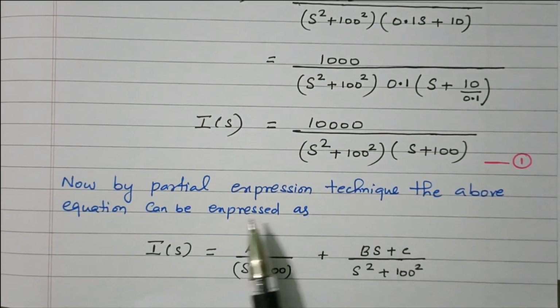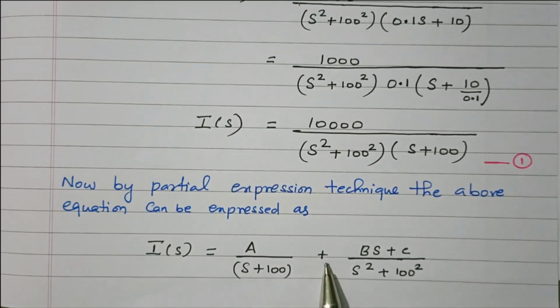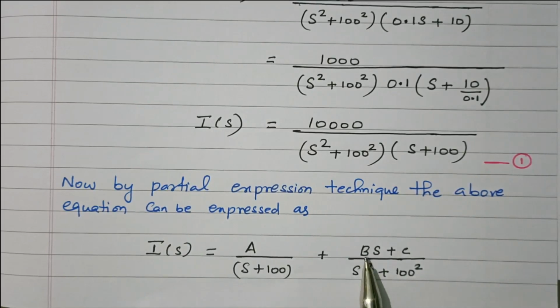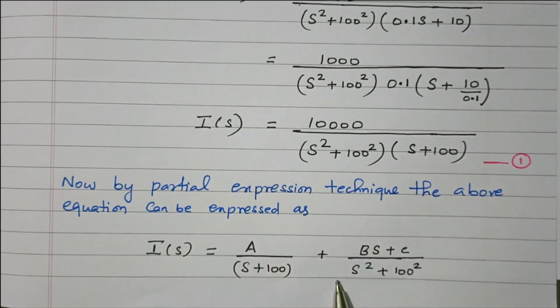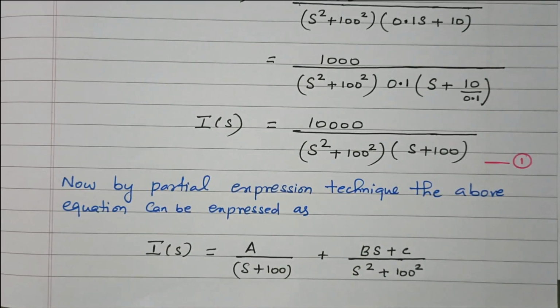So this term is written using the partial fraction technique. The above expression can be written as A divided by s plus 100, plus Bs plus C divided by s square plus 100 square. Here only s is there, so only one constant A. Here s square is there, so two constants, Bs plus C. So equation 1, by using the partial fraction technique, is written like that. This one we can easily take the inverse Laplace of, but we need to find the values of A, B and C.